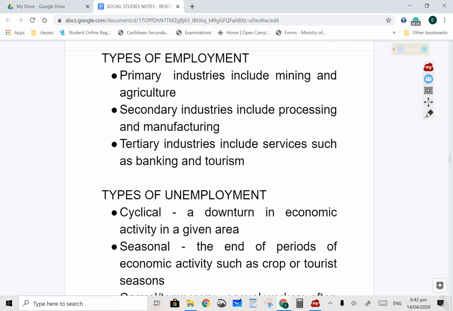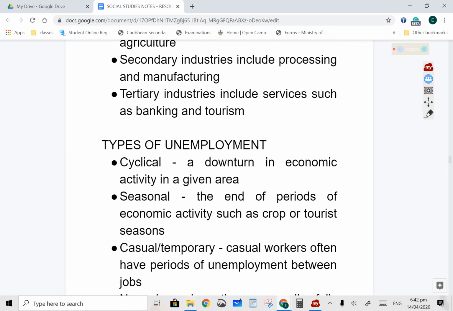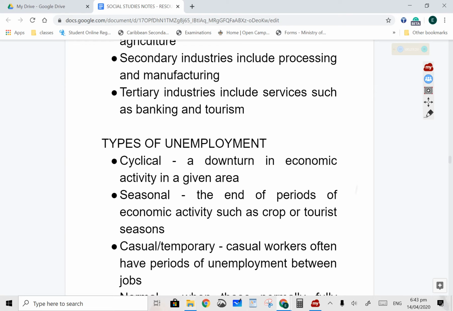Okay, so tertiary is really service. Primary is harnessing the resource. Secondary is manufacturing the resource into something else that can be used by humans or individuals. And tertiary would be providing services, even teaching people who are doctors, bankers, insurance agents, etc. All of these people are in tertiary industries.